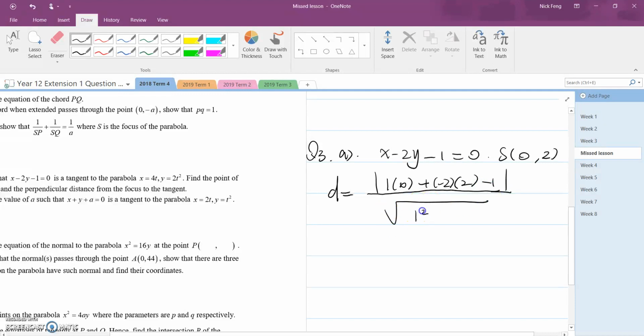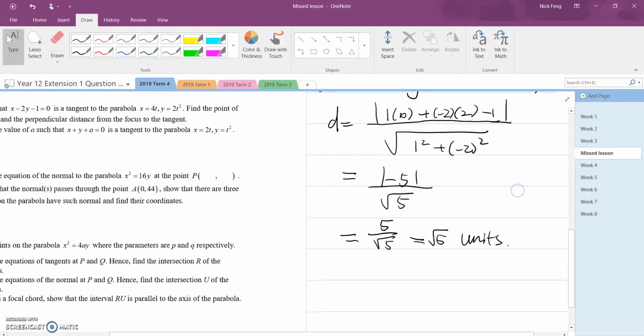Square it off: 1 squared plus root 2 squared. Therefore, now the top here is negative 4 minus 1, so it's negative 5, and the bottom is root 5. That is 5 over root 5, which is root 5 units. So that is the perpendicular distance from the focus to the tangent.